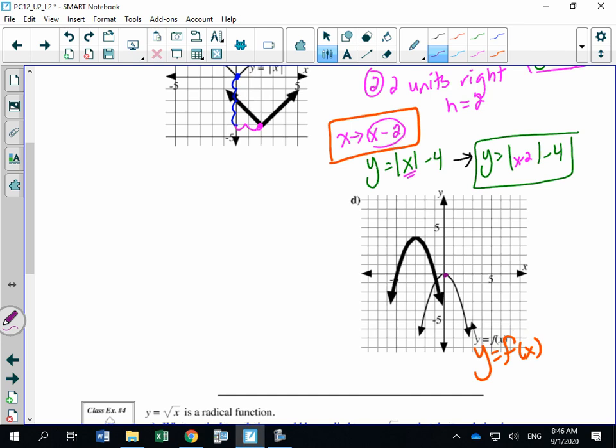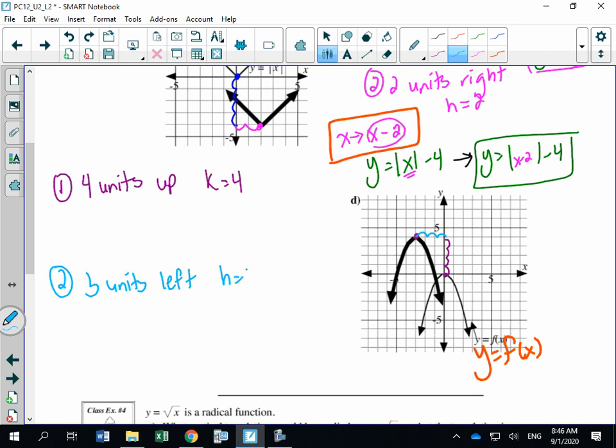From vertex to vertex, I'm going to go 1, 2, 3, 4 units up. So the first transformation I'm going to go is 4 units up, which is a k value. Then I'm going to go 1, 2, 3 units left, 3 units left, which is an h value.